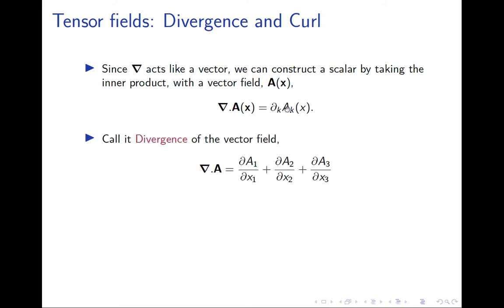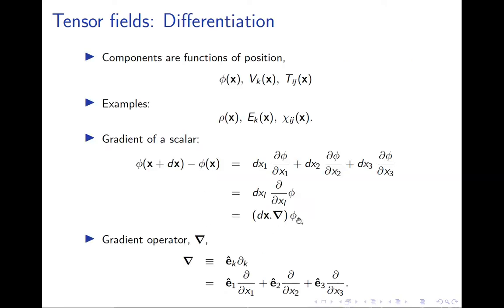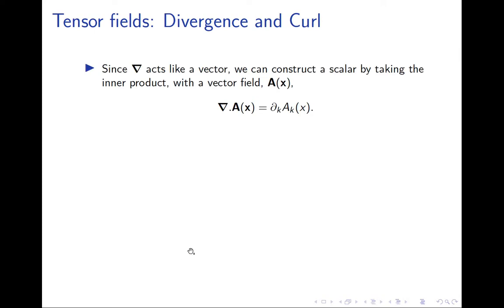We call this the divergence, and this is the expanded way of writing this whole thing. If you sum over k, k equal to 1 gives you this, k equal to 2 and k equal to 3 give you this. Okay, so this is a scalar quantity. So the gradient of a scalar gives you a vector, and the divergence of a vector gives you a scalar. So you should remember these.